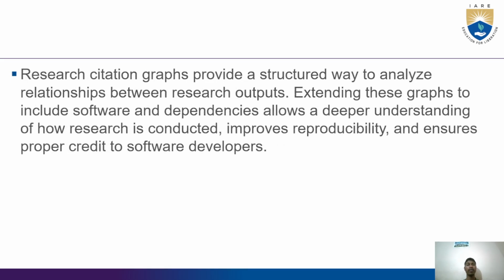Research citation graphs provide a structured way to analyze relationships between research outputs. Extending these graphs to include software and dependencies allows a deeper understanding of how research is conducted. It improves reproducibility, and not only that, it ensures proper credit to software developments. In this modern world, we have actual correct data, for example the distance between two nodes. Not only that, these traditional methods through research papers give a few more additional points and a few more accurate data and proper credit to software developments from another point of view.